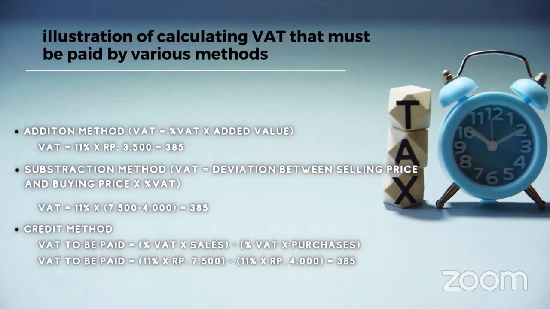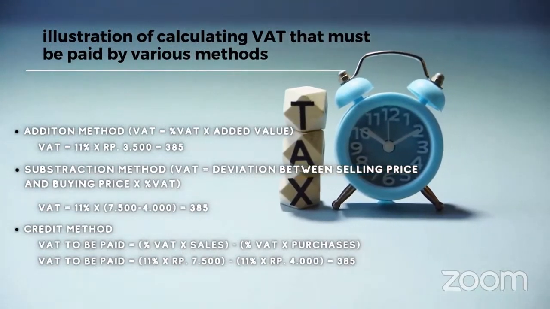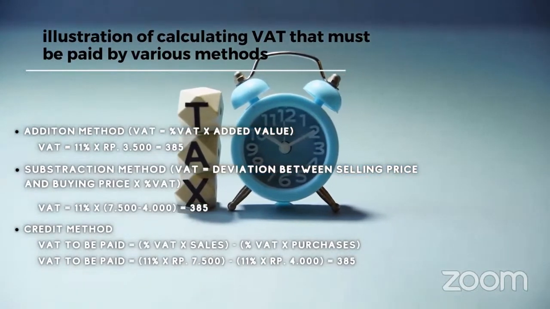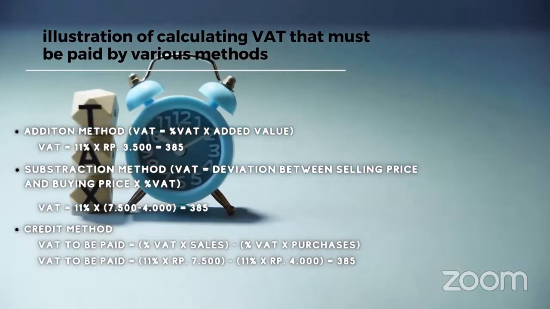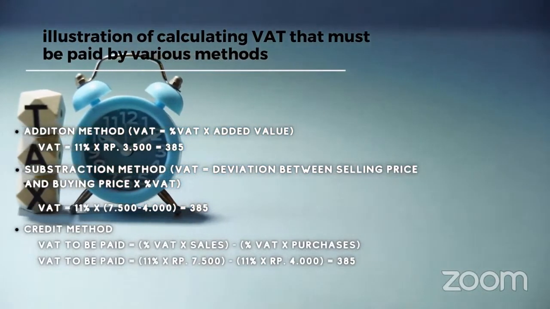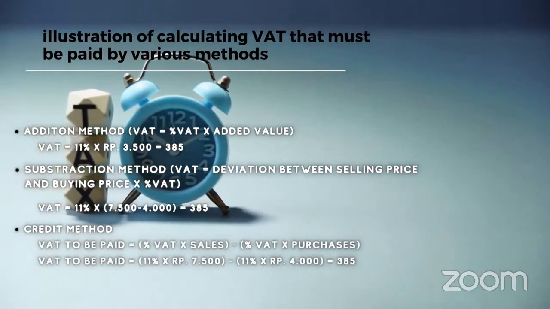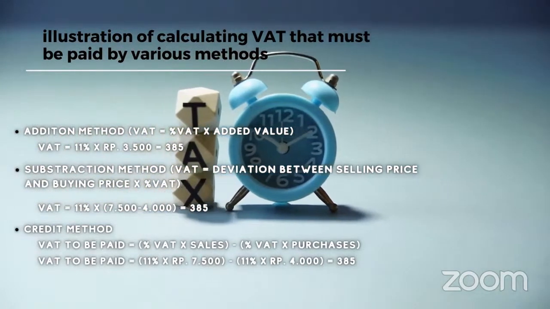So first, the addition method. For the addition method, VAT equals the percentage of the VAT times added value, which is VAT equals 11% times 3,500 rupiah equals 385.